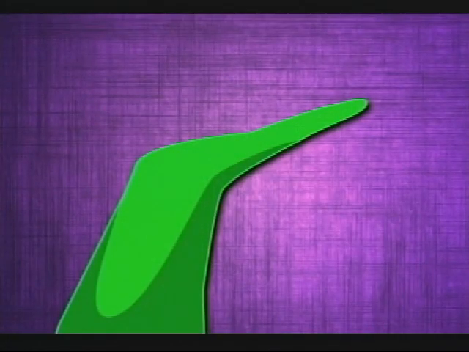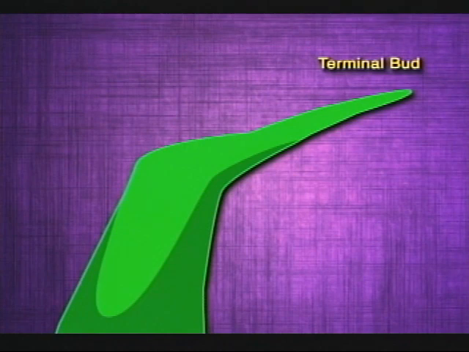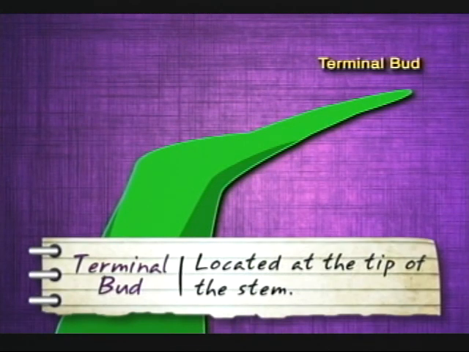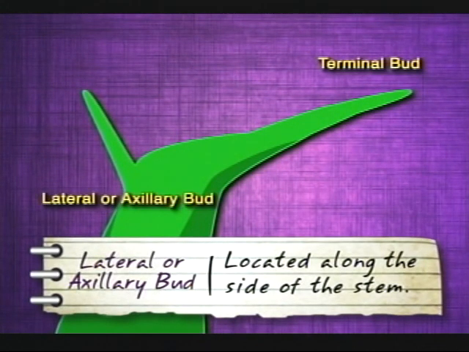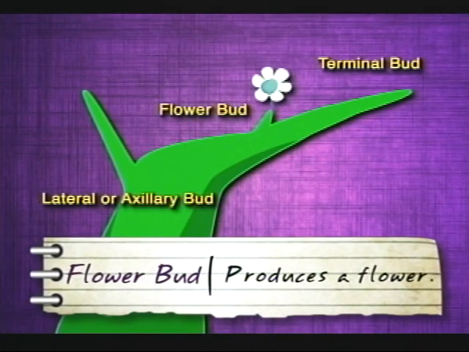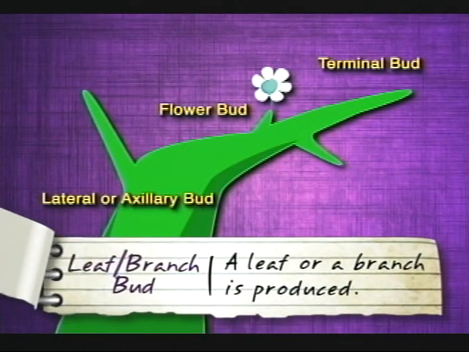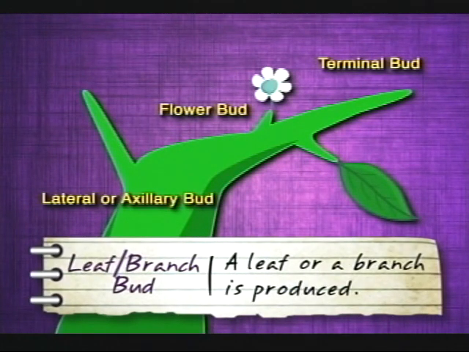Buds may be classified as follows. Terminal bud, if it is located at the tip of the stem. Lateral or axillary bud, if it is located along the side of the stem. Flower bud, if it produces a flower. And leaf or branch bud, if a leaf or a branch is produced.